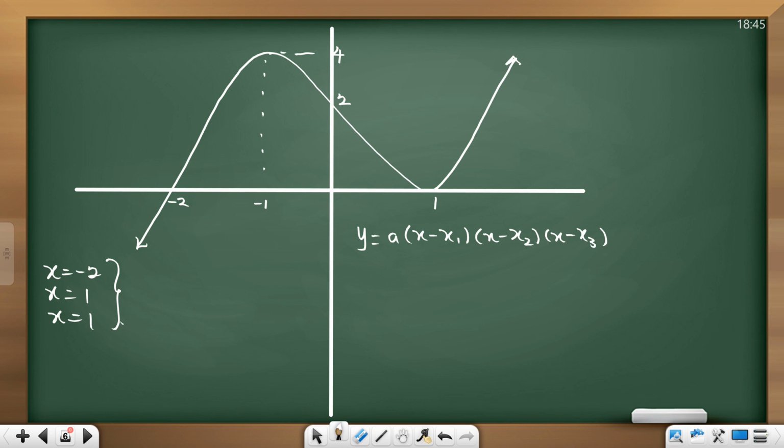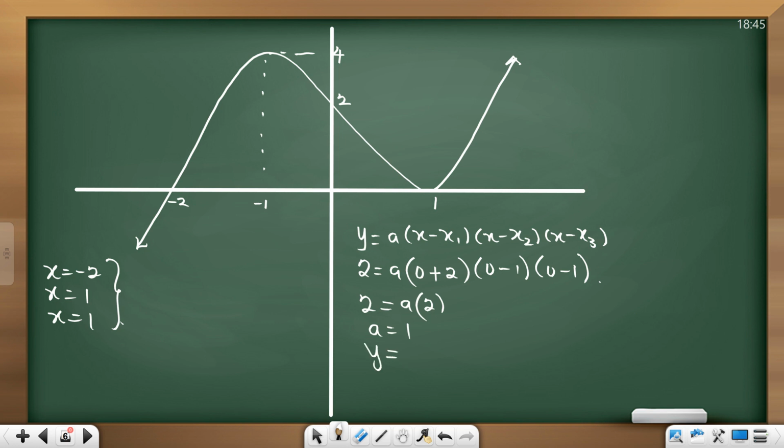So, a point on the graph, x and y: (-1, 4). You can even use (2, 0). Make life easy. What is my y value? 2. What is my x value? 0. 0 minus -2, which gives me +2. 0 minus 1. 0 minus 1. 2 equals a, so a equals 1. Let's enjoy.